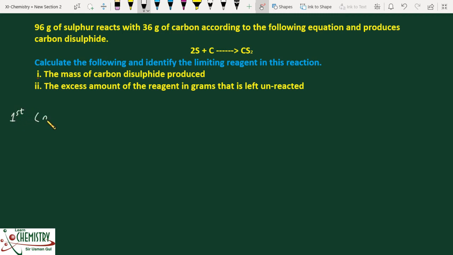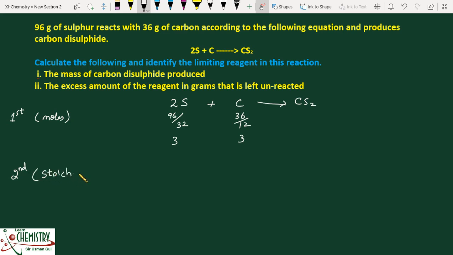First I will calculate the moles of each reactant. So first for that I am just writing this equation again. The balanced equation should be written here. So the mass given of sulfur, that is 96 gram divided by the atomic mass of sulfur, that is 32. Similarly carbon mass is given, that is 36 gram divided by the mass 12. So I will get 3 moles each of these two reactants.